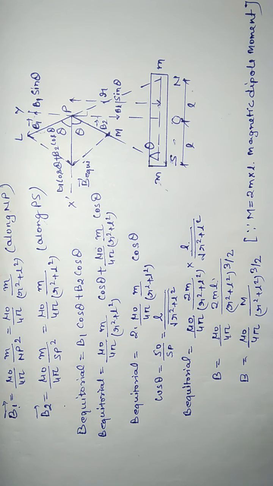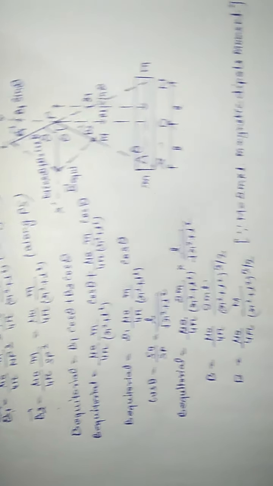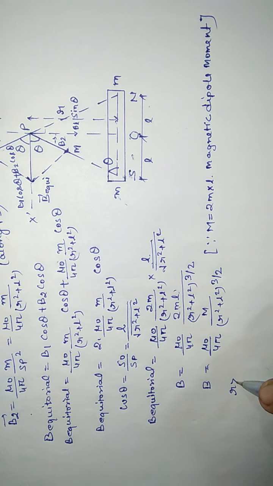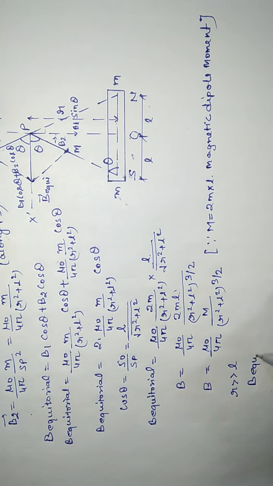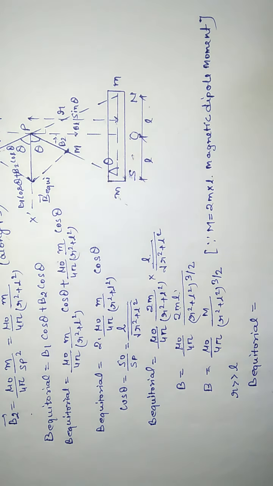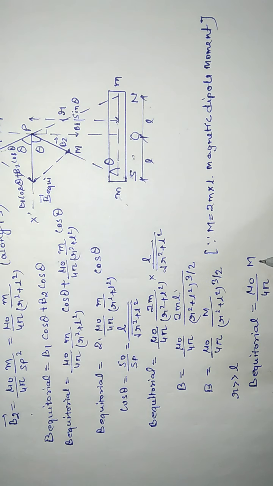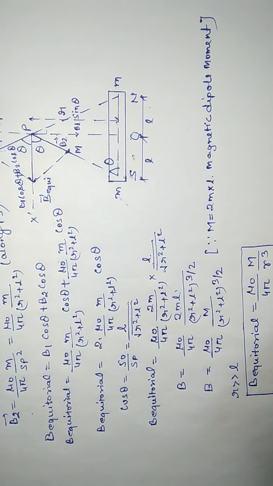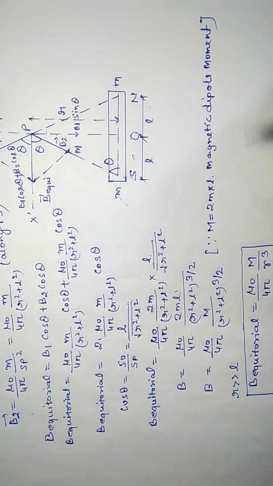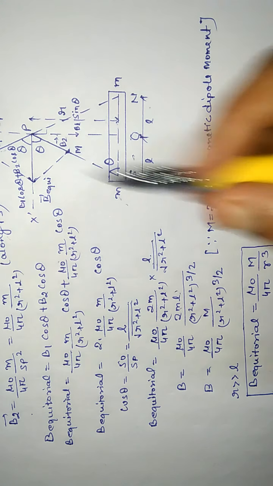Now considering a situation in which the bar magnet is of very small length, or we can assume r is very much greater than L, then we will get B equatorial is equal to mu naught upon 4 pi M upon r cube, and the direction of the magnetic field is along PX dash.